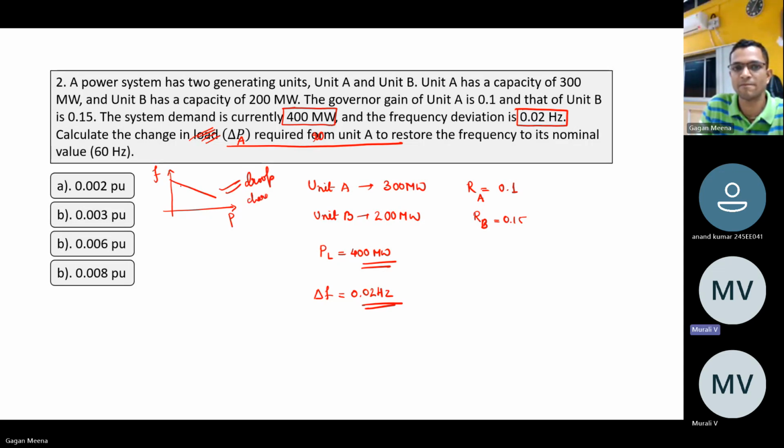Delta F naught by R1 gives the change in power. So what is the answer? 0.02 by 0.1.